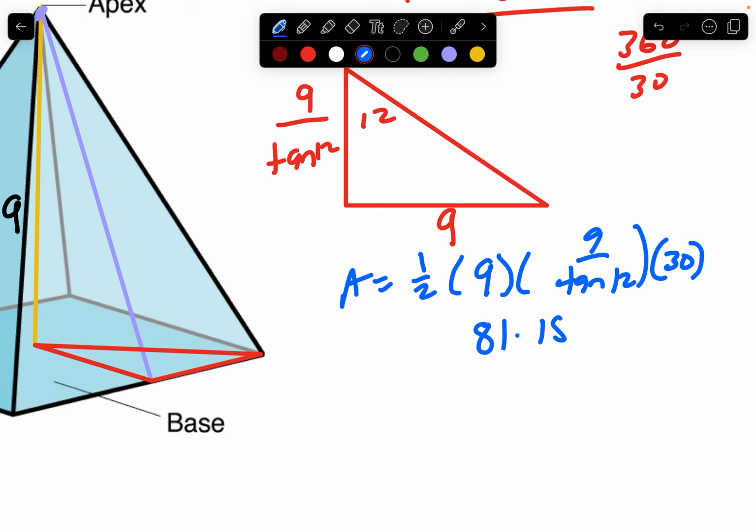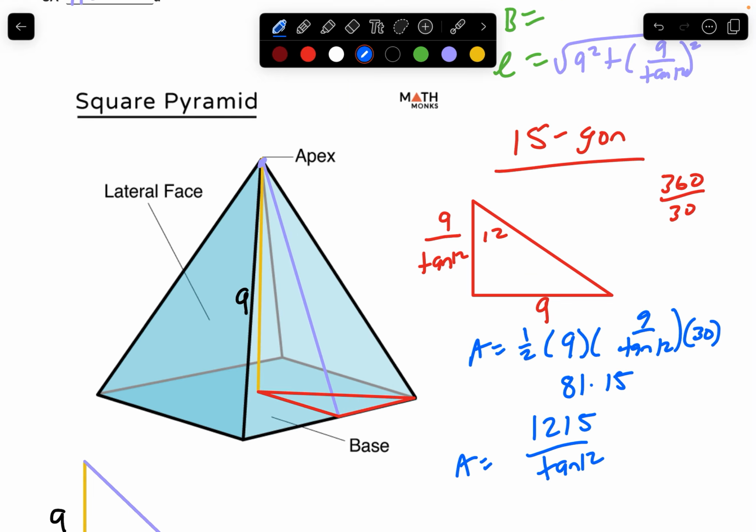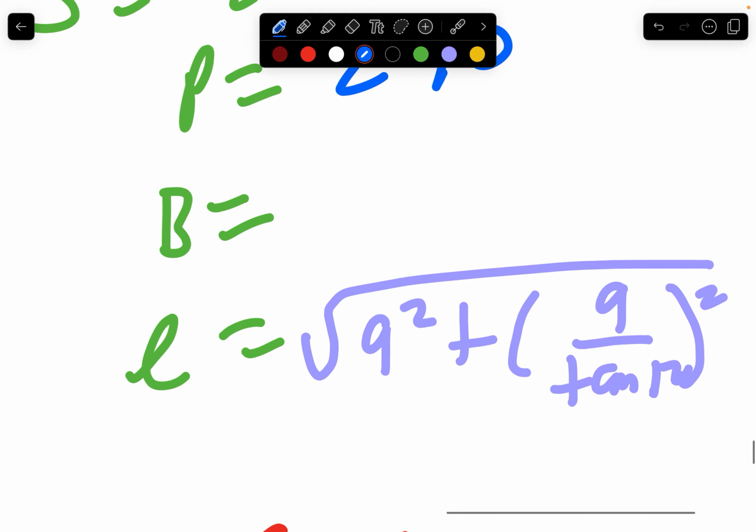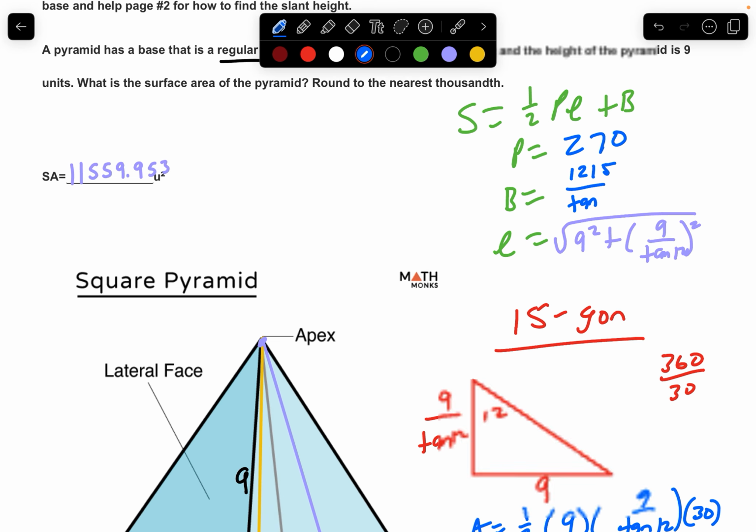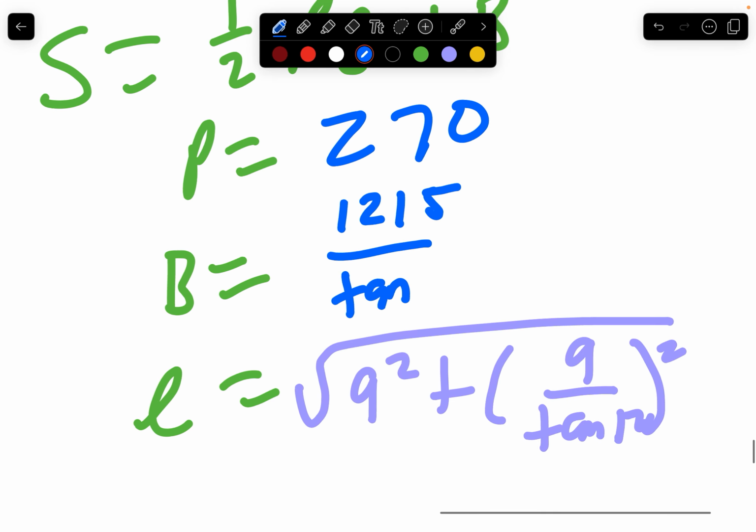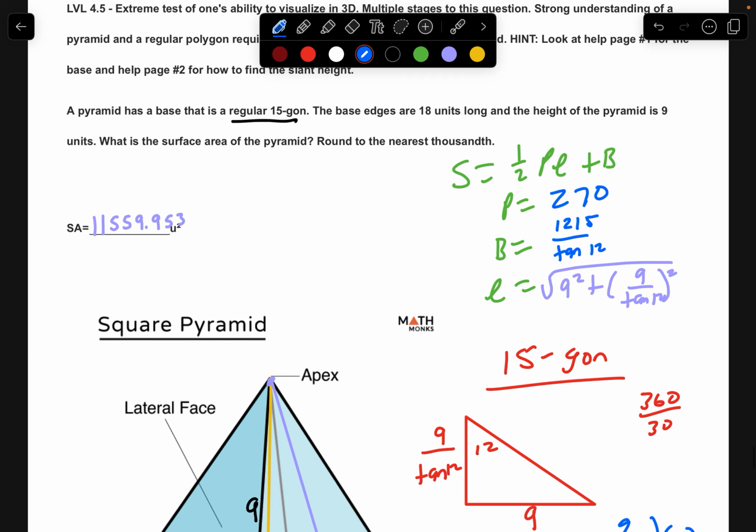810 plus 405, 1215 over tan 12. I'm going to type it in just to make sure. 9 times 9 times 30 divided by 2 is 1215. Perfect. And that's the area of the base. Remember, capital A, area, capital B means base area. So that's going to be 1215 over tangent 12. All right. I know. This is a tough question.